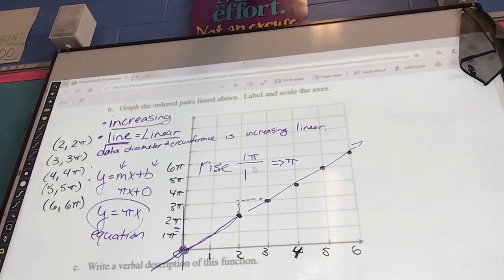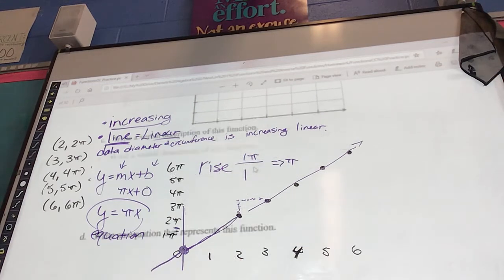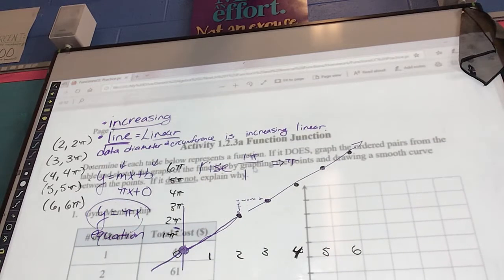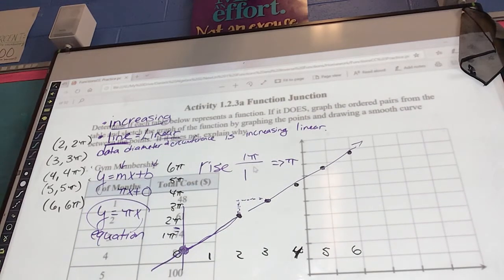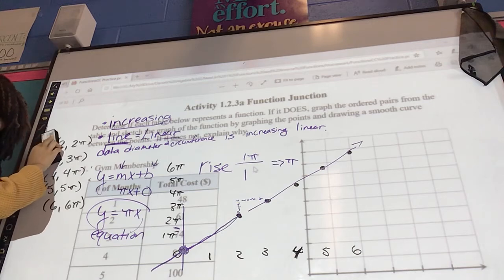Questions on this? Anything feel like this is absolutely ridiculous? Okay, I asked, don't say I did not. Now, when you go to do your project, don't say, Miss, I don't even know how to start this. They'll be like, we did it, and you didn't have any questions. All right? Function junction. We got this? Everybody good?